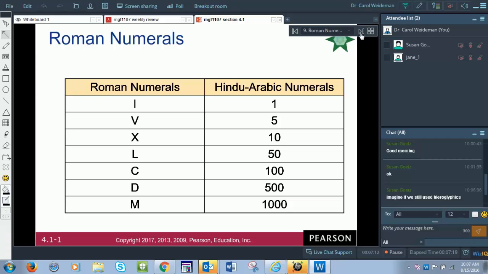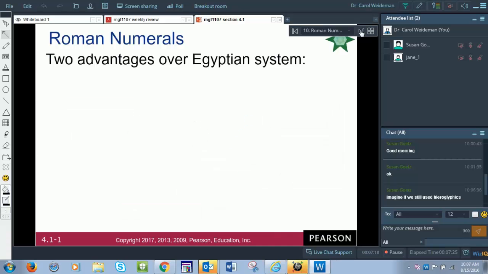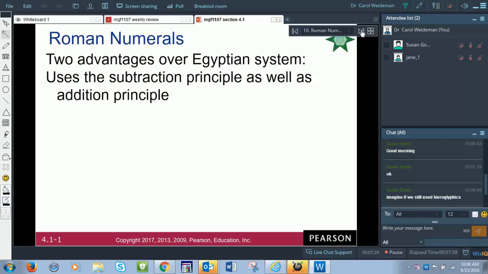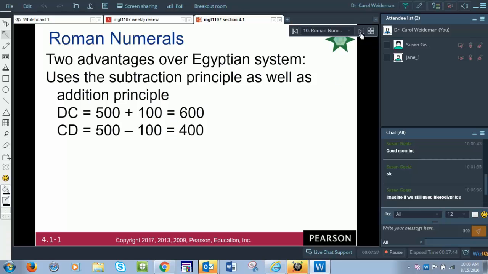Roman numerals, most students remember Roman numerals. And here's the Roman numerals, and here's the quantities here. Now this system had an advantage, 2 advantages actually. One is it also uses a subtraction principle as well as an addition principle. So for instance, if you want to write the number 600, so D is 500 and C is 100, so 500 plus 100 is 600. If you want to write the number 400, we use a subtraction principle.